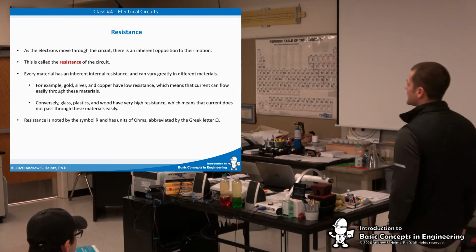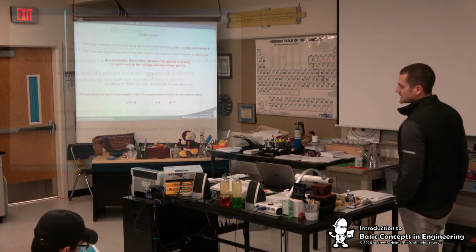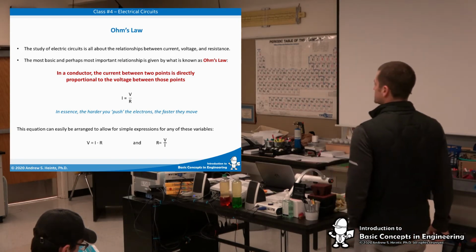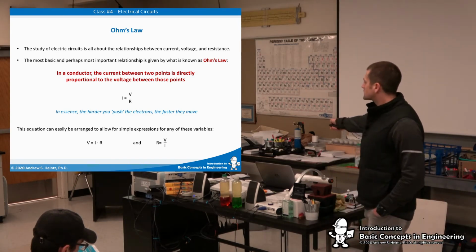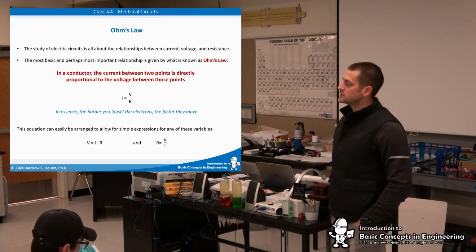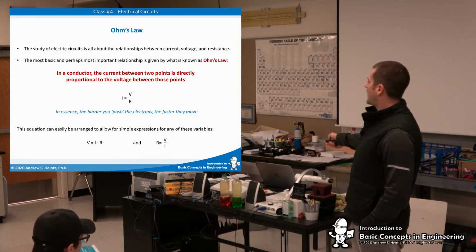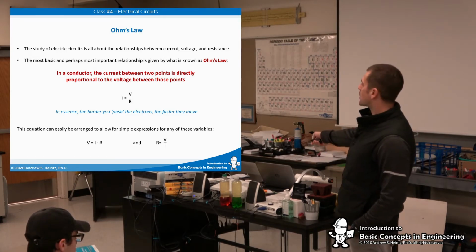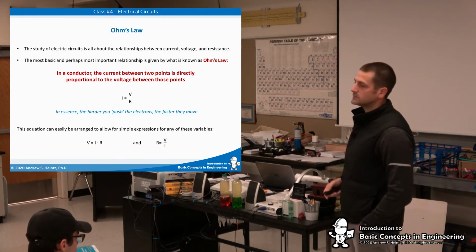Omega, right? Alpha and omega. All right, so that takes us to Ohm's law, the number one fundamental thing of all circuits, right? In a conductor, the current between 2 points is directly proportional to the voltage between those 2 points. In other words, I equals V over R, or the one that I think most people prefer is V equals IR. They're exactly the same.